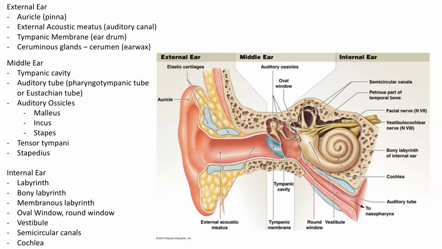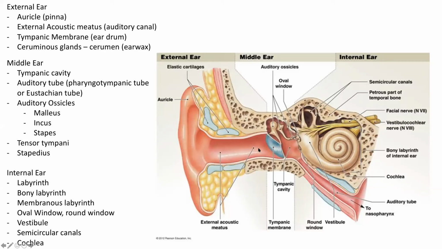Okay. So the ear, there's three different sections: external ear, middle ear, internal ear. Starting from the outside here, we have the auricle or the pinna. This is the earlobe. And then we have the external acoustic meatus. This is where the sound comes in. Here we have the ceruminous glands, which produce the earwax. And then the tympanic membrane. This is the divide from the external ear to the middle ear. The tympanic membrane, that's your eardrum.